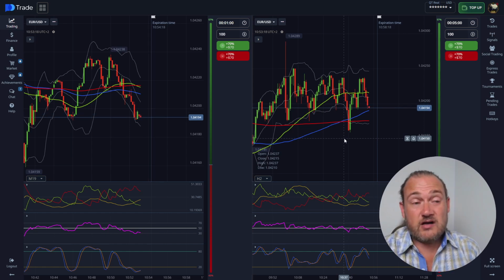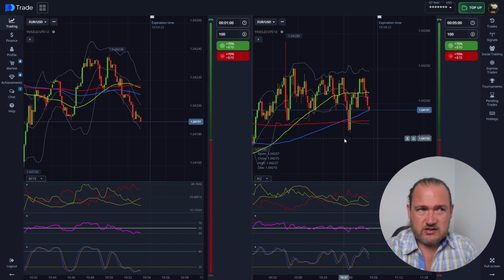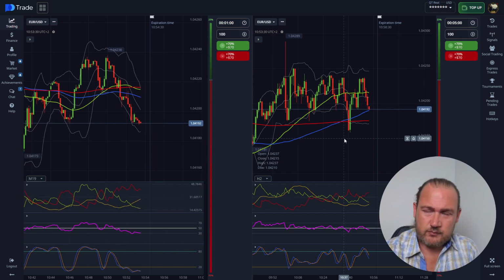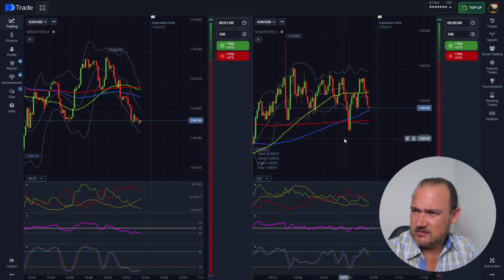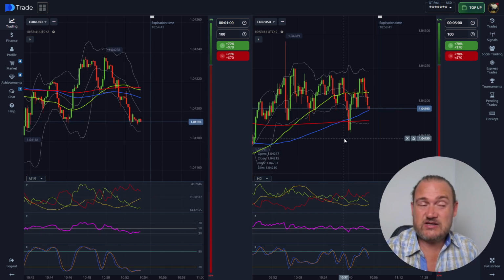On the higher time frames, I am very bullish on the dollar, meaning I expect Euro USD to drop over the next few weeks. I expect the pound dollar to drop over the next few weeks. I expect USD yen to climb, and USD versus Canadian dollar, I expect that to climb. We'll see what happens though.